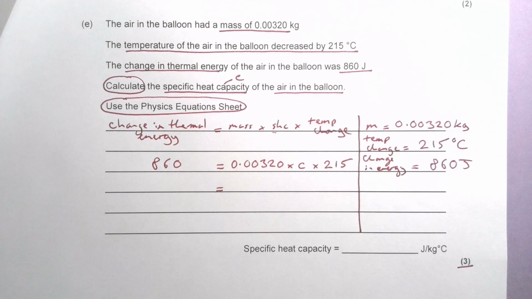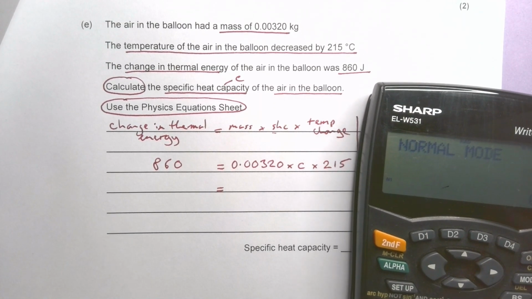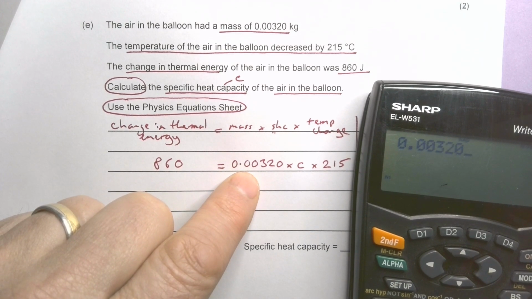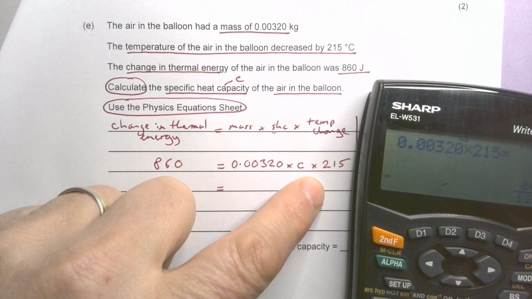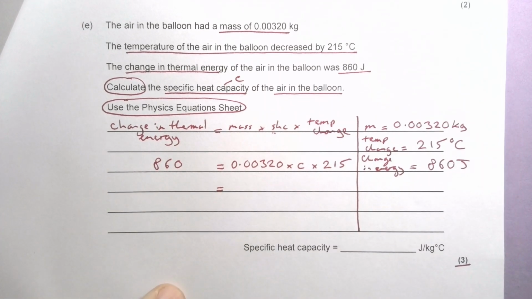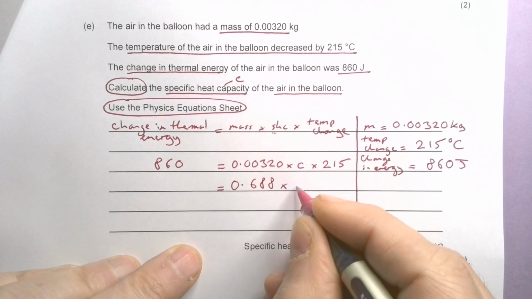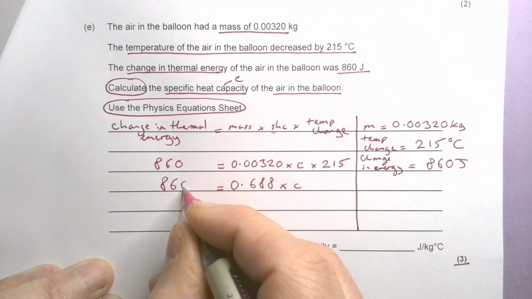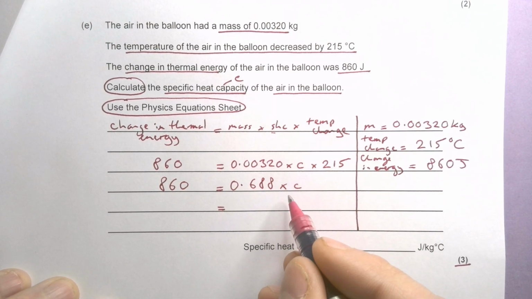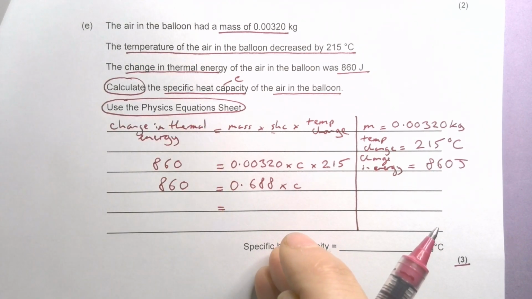I'm trying to be really careful here because this is quite a fiddly number, isn't it? So 0.00320 times 215 is equal to 0.688. So 0.688 times C is equal to 860. Now I'm going to rearrange and solve. So I'm going to the penultimate part, the R, the rearrange and solve. So I enter my values and rearrange it and solve it.